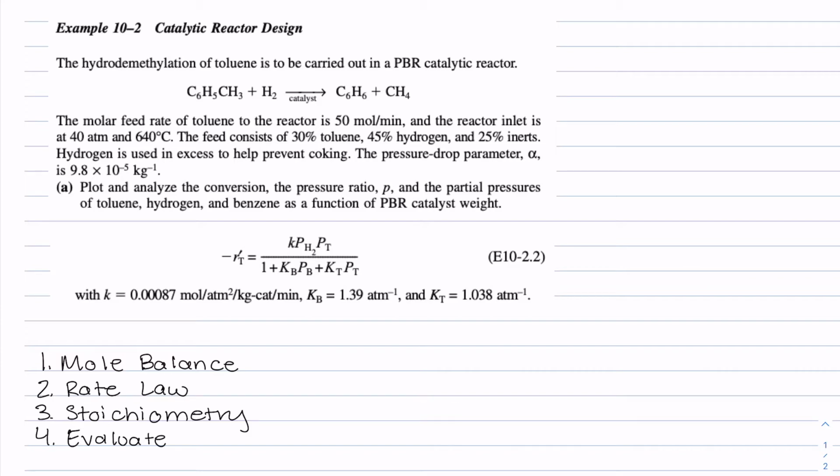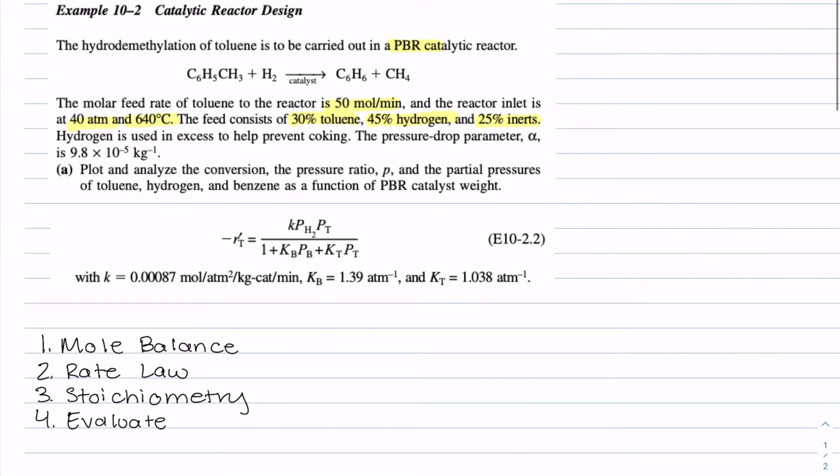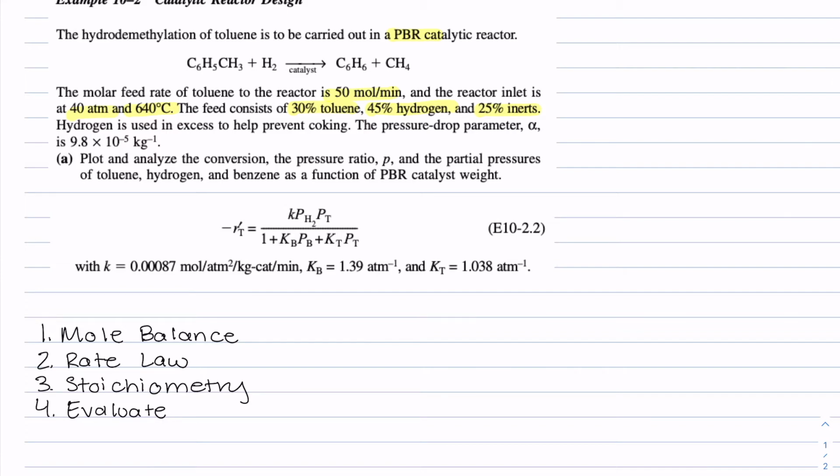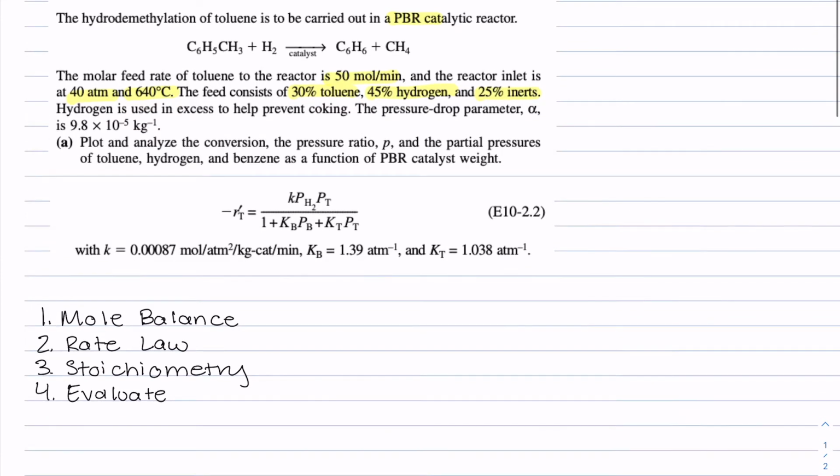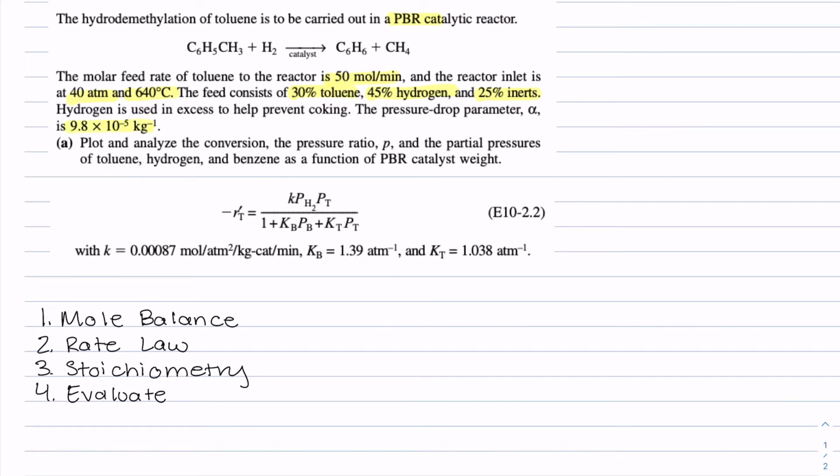The hydrodemethylation of toluene is to be carried out in a PBR catalytic reactor. The molar feed rate of toluene to the reactor is 50 moles per minute. The reactor inlet is at 40 atm and 640 degrees Celsius. The feed consists of 30% toluene, 45% hydrogen, and 25% inerts. The hydrogen is used in excess to help prevent coking. The pressure drop parameter alpha is 9.8 times 10 to the negative 5 kilograms to the negative 1.